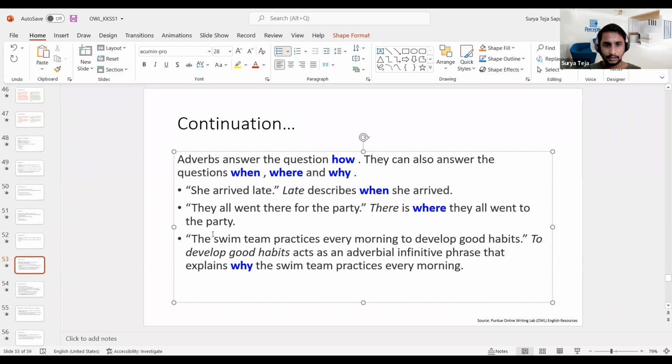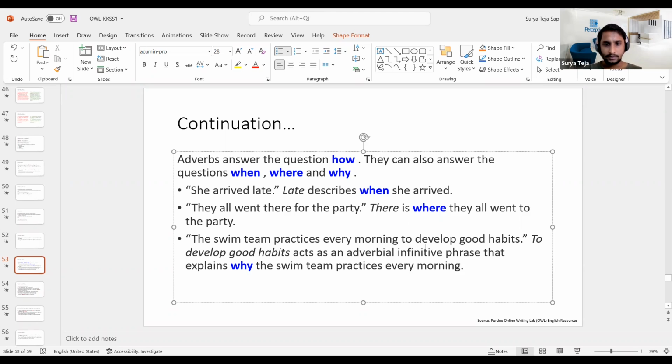And if you see the third sentence, "The swim team practices every morning to develop good habits." So the swim team is doing something, practicing every morning, but why are they practicing? What is it that they're going to do? To develop good habits. So unlike the previous two examples where the adverbs are very straightforward, here it is an adverbial infinitive phrase.